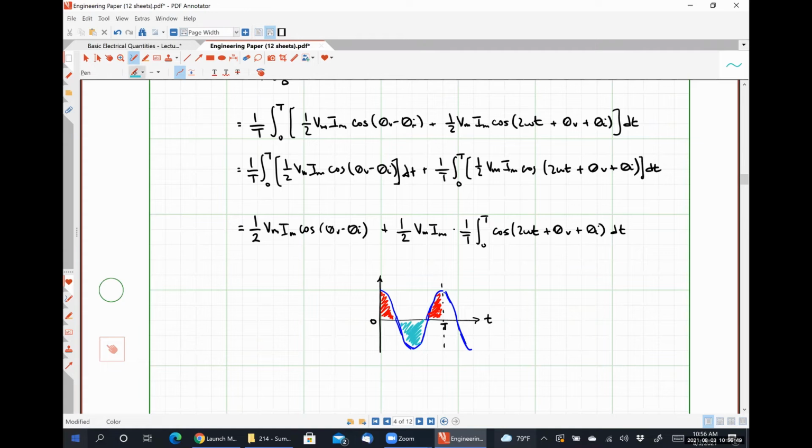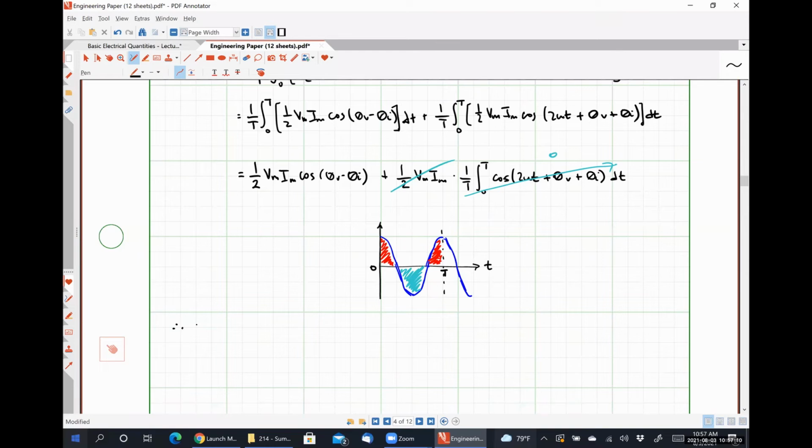Exactly right. This whole bit right here is 0. So we have 1/2 VM IM times 0, so that bit goes away as well. So from this, our average power is just 1/2 VM IM cosine of theta V minus theta I.